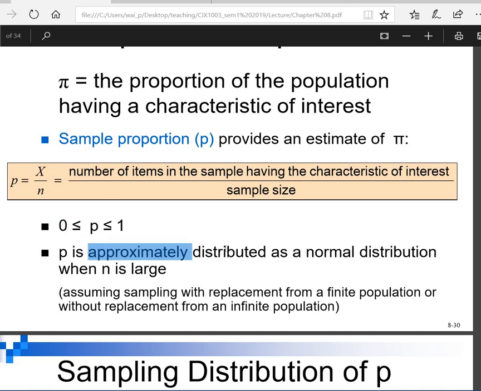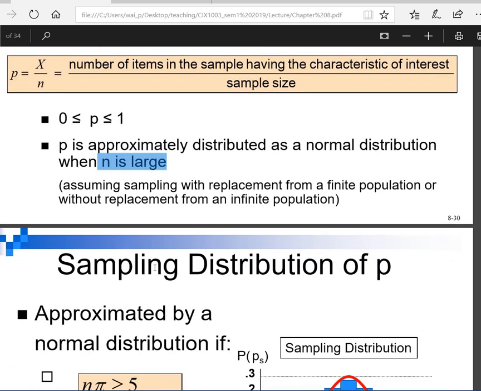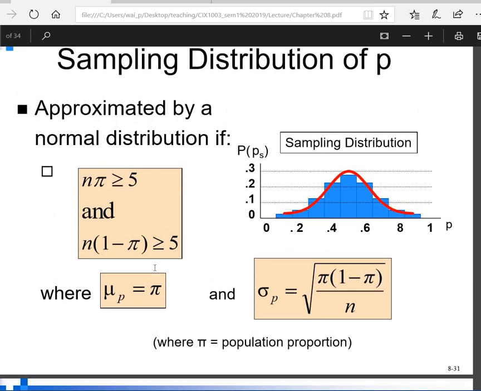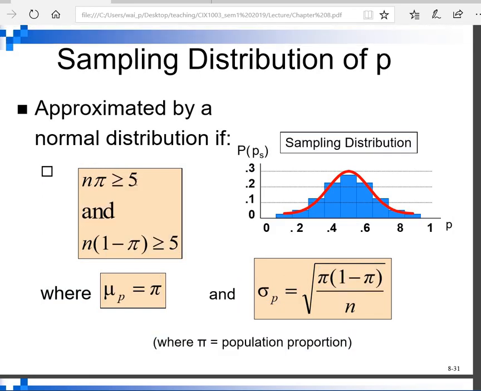P is approximately distributed as a normal distribution when the sample size is large. We can use the population proportion when n multiplied by pi is greater than or equal to 5, and n multiplied by 1 minus pi is greater than or equal to 5. The population mean for the sample proportion is equal to the population proportion. The standard deviation for the sample proportion is equal to the square root of pi multiplied by 1 minus pi divided by n.